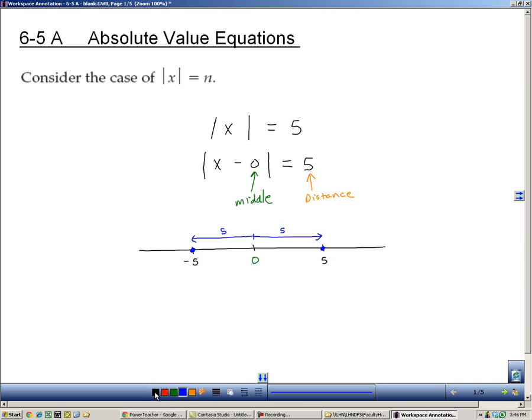Now, rewriting this absolute value, I can drop the absolute value, and I could say that x equals negative 5, and I also could say that x equals positive 5. That's how you rewrite the absolute value without the symbol, is you rewrite it equal to the negative, and you rewrite it equal to the positive.